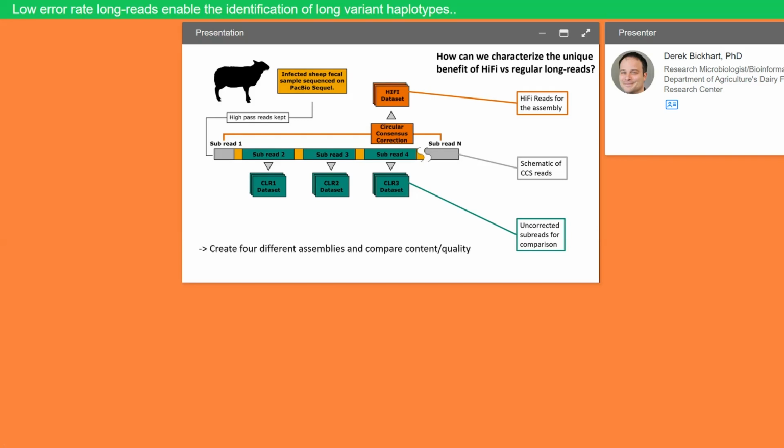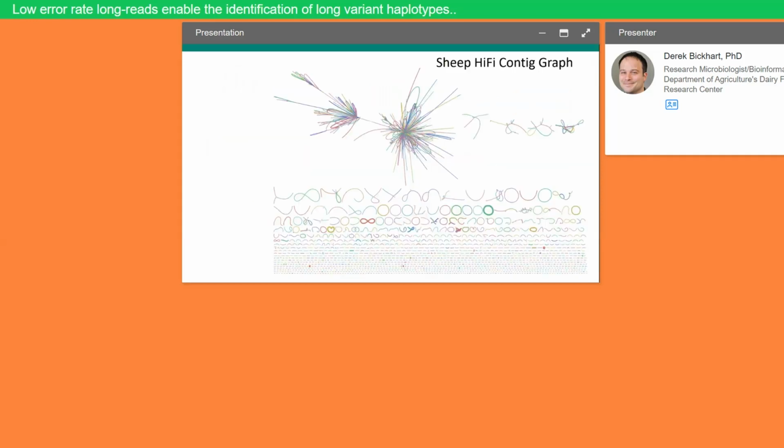So what we did was we took each of those data sets and assembled them using Metaflye in order to compare against an equivalent amount of uncorrected long reads versus an equivalent amount of HiFi corrected reads. But first, I'd like to show you the HiFi assembly, which was incredibly high quality, as you'd expect.